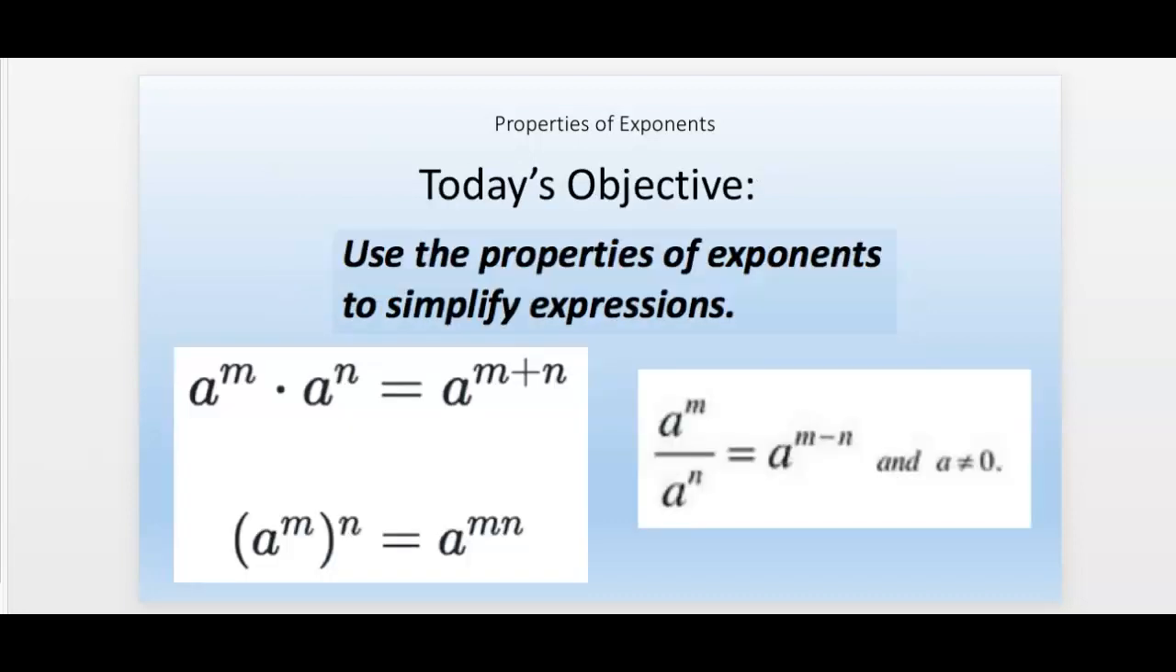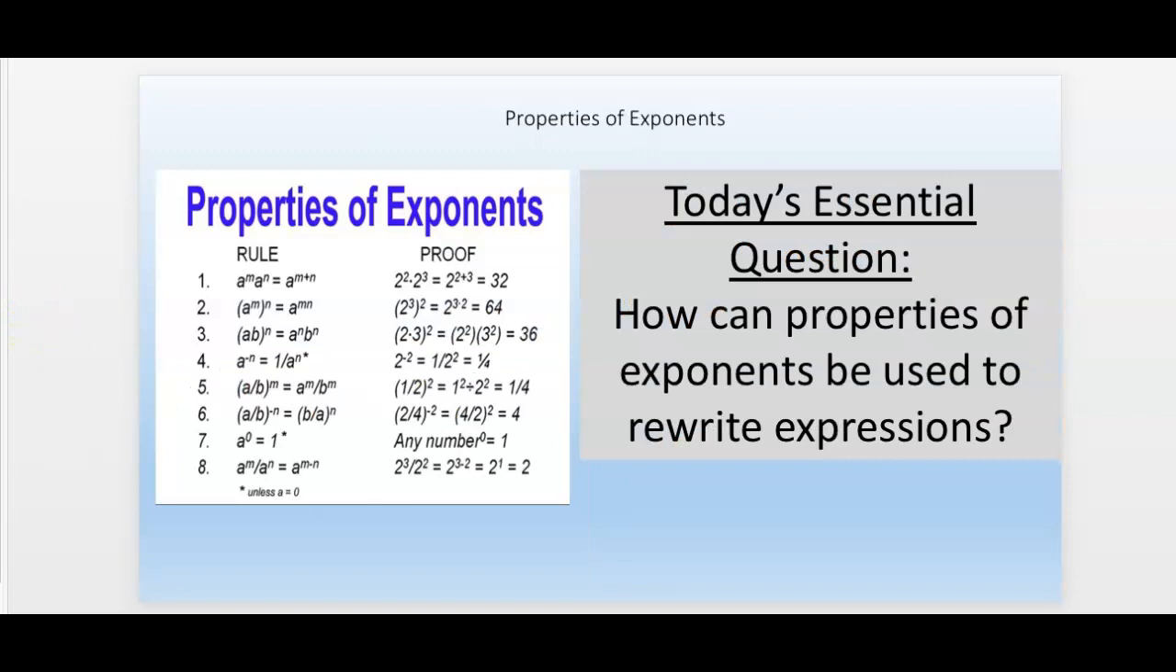All right, now today's objective is to use the properties of exponents to simplify expressions. Again, these are the three properties we're going to use right here: when you multiply two powers, raise a power to another power, or divide two powers. Today's essential question: how can you use properties of exponents, or how can properties of exponents be used to rewrite expressions?